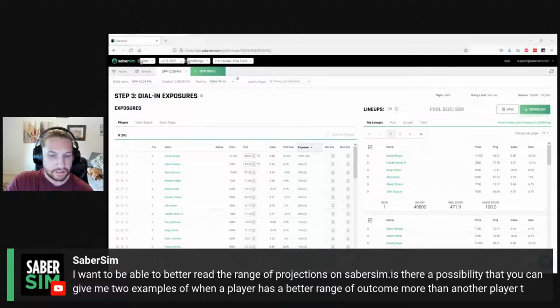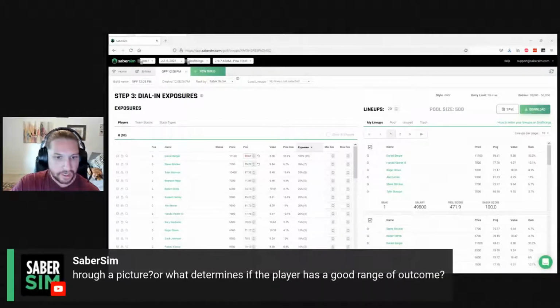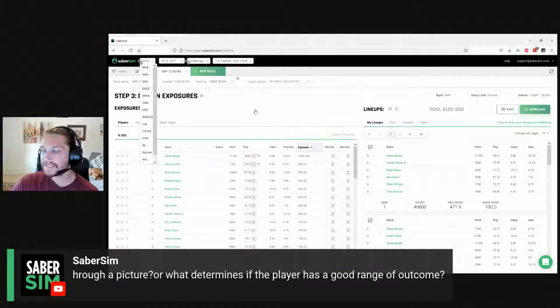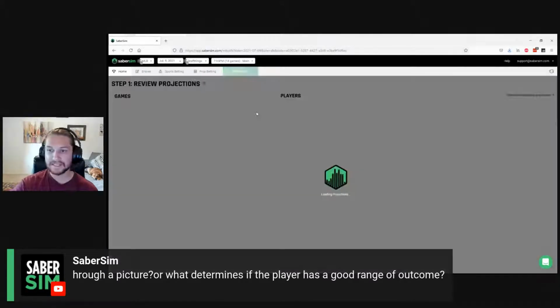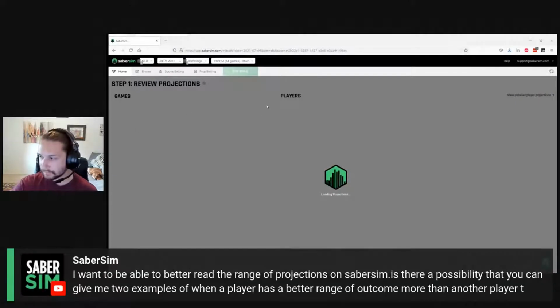All right, cool. So this question says, I want to be able to better read the range of projections on SaberSim. Is there a possibility that you can give me 2 examples of when a player has a better range of outcomes more than another player through a picture, or what determines if the player has a good range of outcomes? So I'm going to hop back over to baseball here, and we'll talk a little bit about this. First off, let's go ahead and let this pull up here.